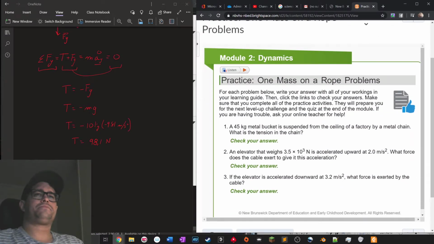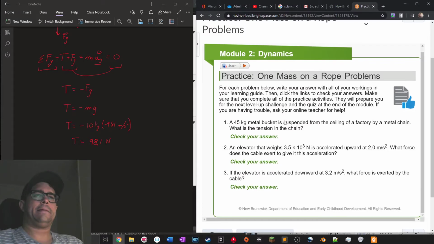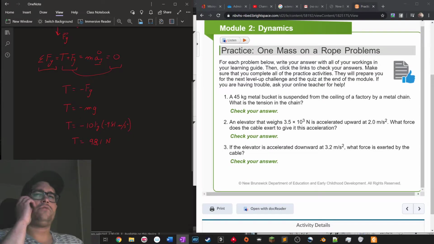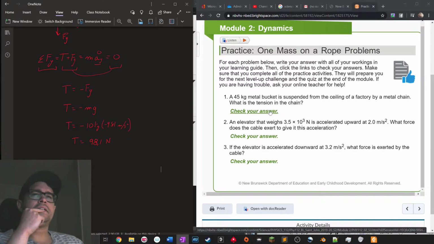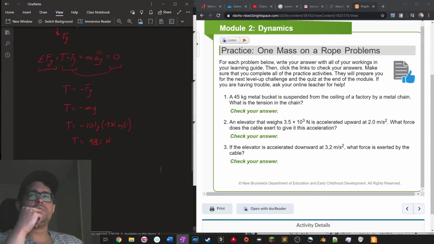Dynamics. Practice: one mass on a rope problem. So basically they're telling you to practice this. A 45 kilogram metal bucket suspended from the ceiling with a metal chain, what's the tension on the chain? The tension will be minus Fg.